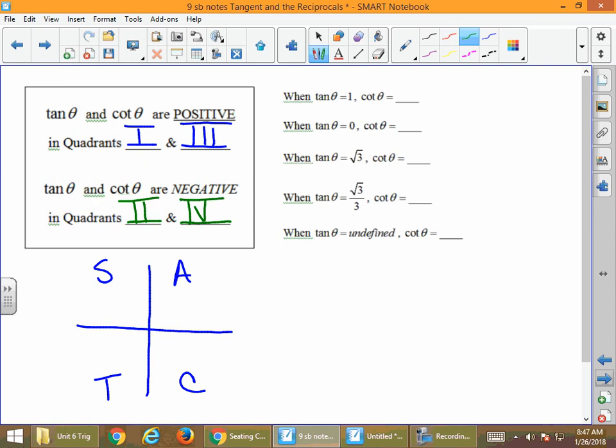So we still need to be able to identify what quadrant we are working with. If we can identify what quadrant we're working with, then we can identify whether we're working with a positive or negative value.